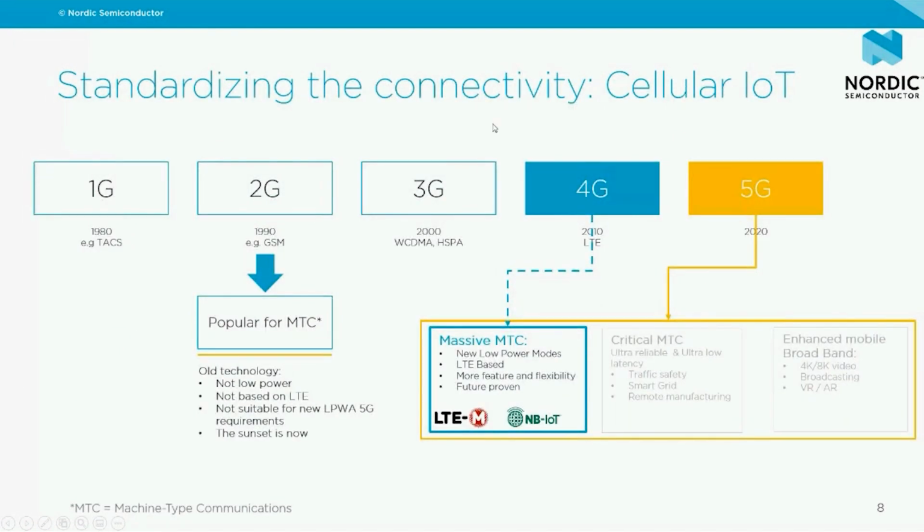So when we talk about wireless connectivity and connectivity standards, cellular IoT is really something that can help scale this in a global sense today. So already, if you look back, especially for the 2G that came in the 90s, that was getting very popular because it had some features that were suitable for machine-type communication and machine-to-machine.